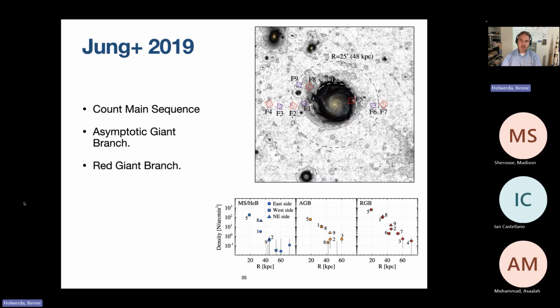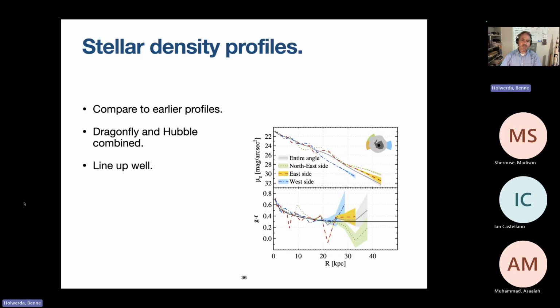So you count those, you see how many of those there are, and then you see what that profile looks like, because that's a profile that you couldn't pick up even with the Dragonfly. So you can see how many there are and compare it directly to the profile of the Dragonfly. So they line up well.